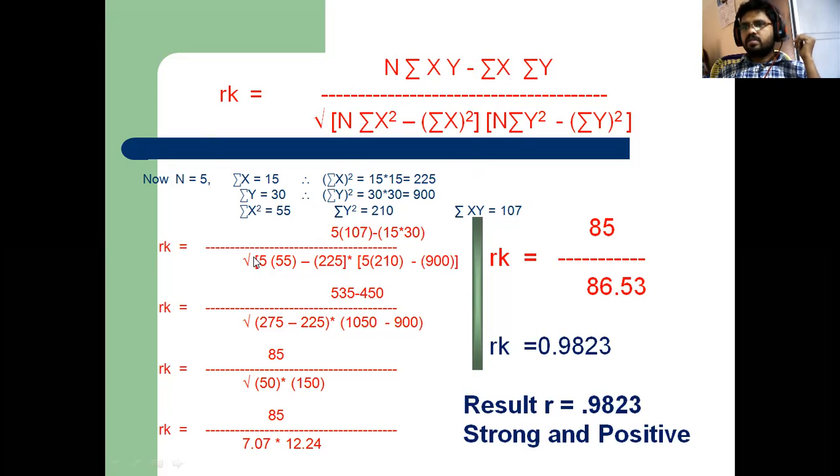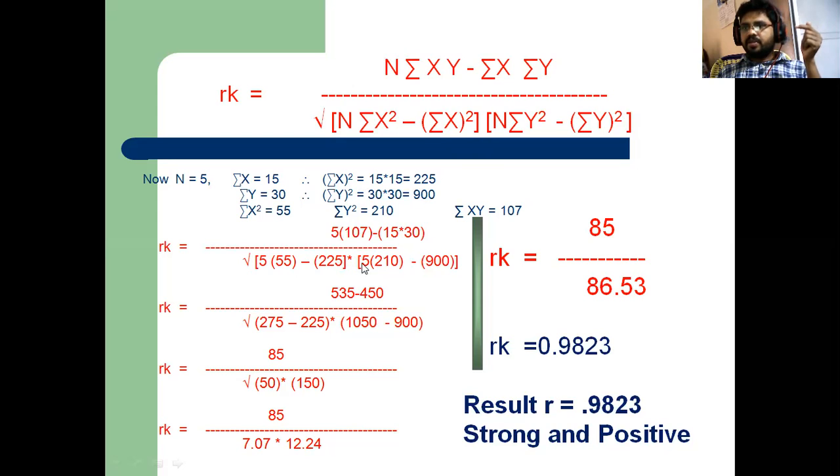This under root symbol. N is nothing but 5. 5 into sum of x square. Sum of x square is equal to 55. Here I have taken 55. Then minus, I have taken minus. Then sum of x whole square. Sum of x whole square is nothing but 15 into 15, 225.